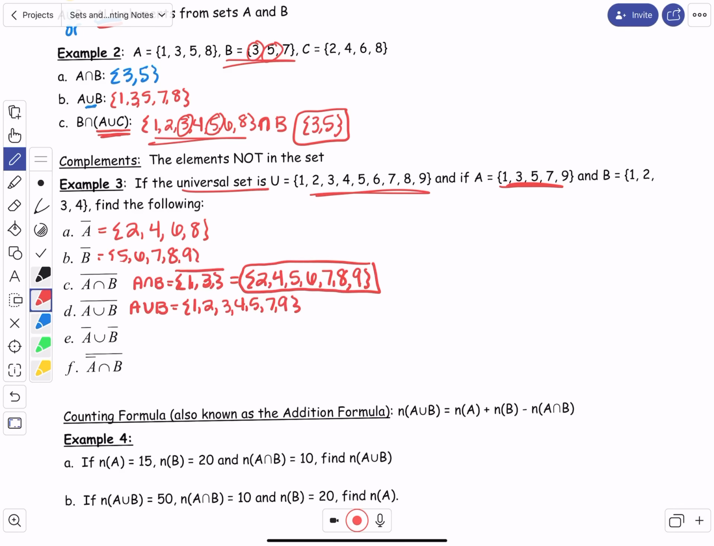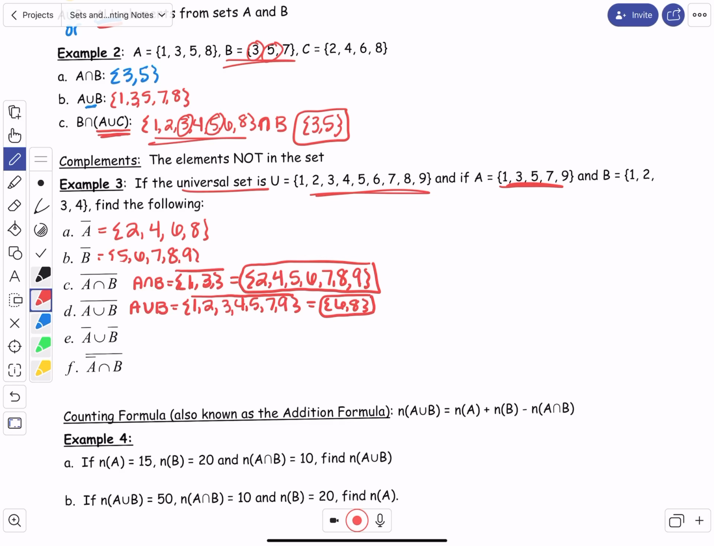And now I'm going to take basically the complement of this. So what is this missing? Well, it's got 1, 2, 3, 4, 5. It's missing 6. It has 7, and it's missing 8. So that's the answer to that one.